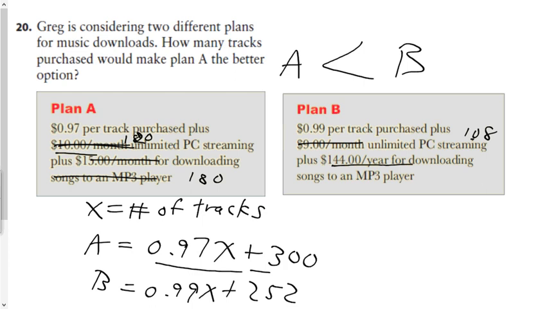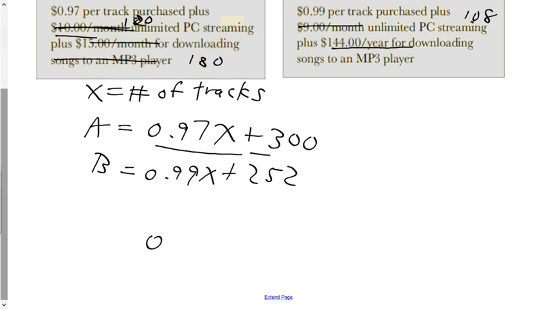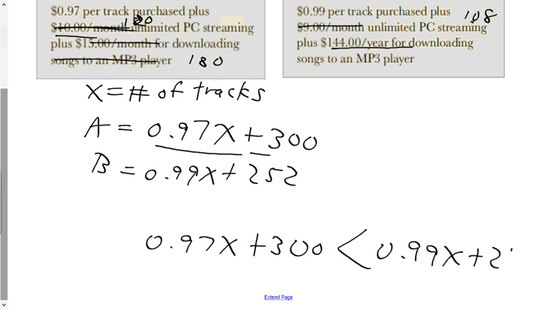When will B be cheaper than A is the question. So if A is going to be less than B, then this expression must be less than this expression.